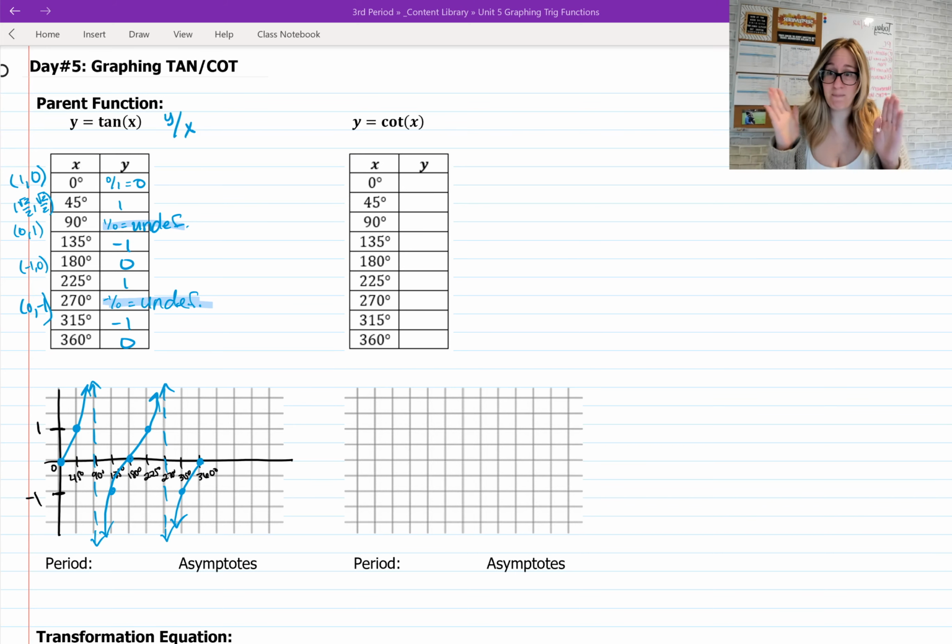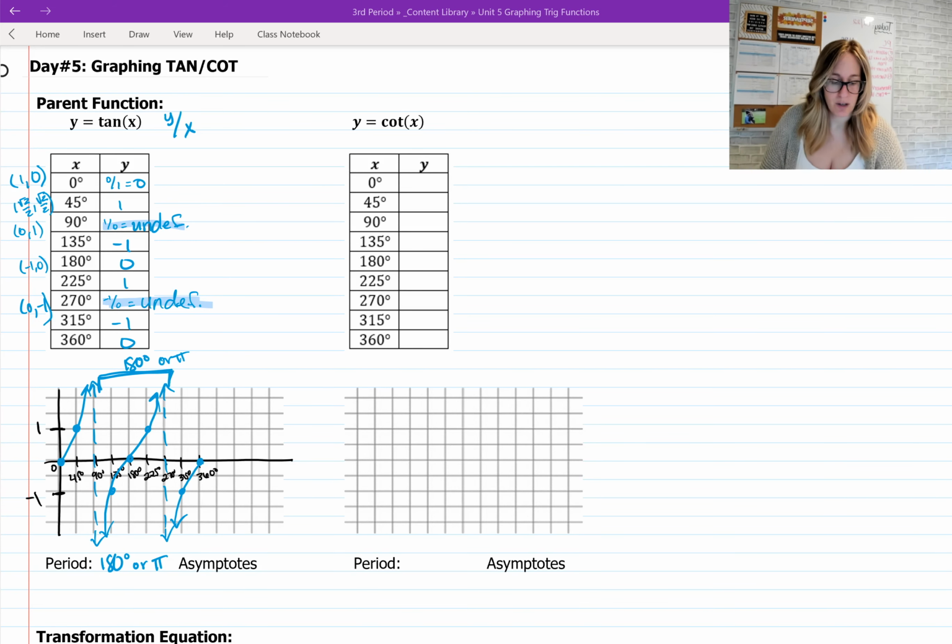We repeat every 180 degrees. We are repeating right in here. That's 90 to 270, so that's 180 degrees, or pi. So unlike sine and cosine, tangent actually has a period of pi, or 180 degrees. So our period is 180, or pi if we're in radians, and we have these asymptotes starting at 90 degrees and then every pi.